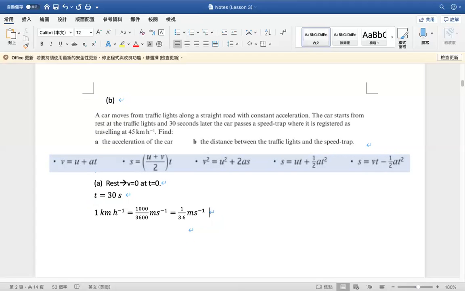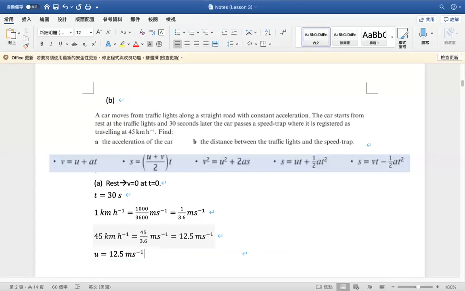So we can convert 45 km per hour into meter per second. We multiply 45 to both sides. That's 45 km per hour equals 45 over 3.6 meter per second, which is 12.5 meter per second. So that's the speed in SI unit. And once we have this, that's exactly, so U is 12.5 meter per second.